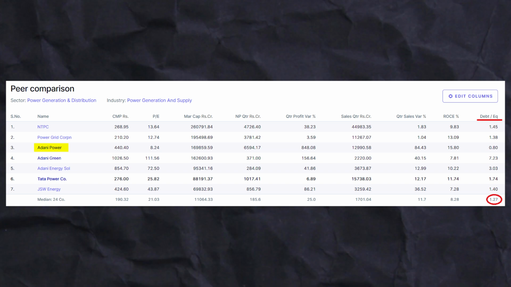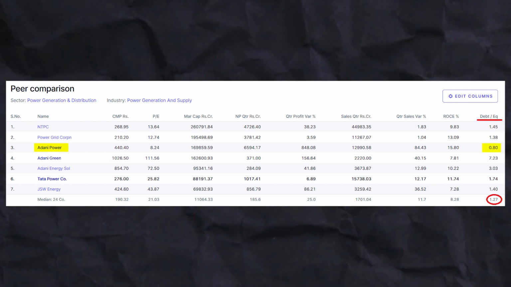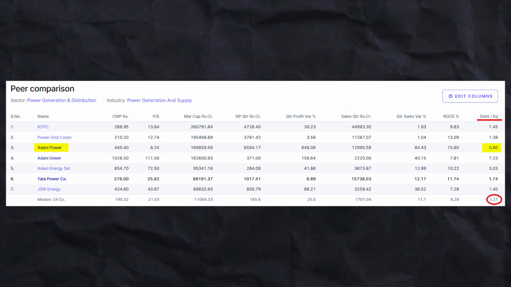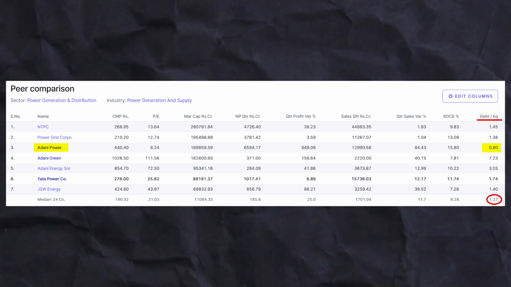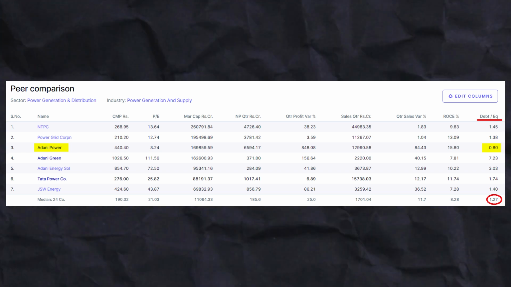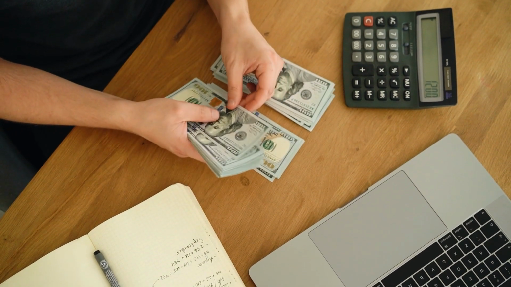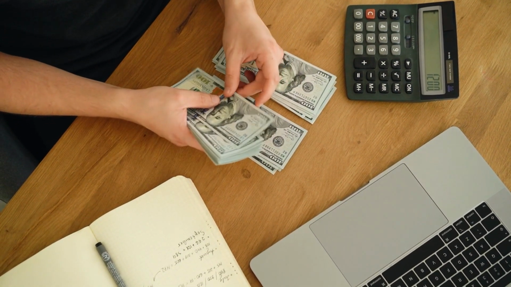Adani Power, on the other hand, has a debt to equity ratio of only 0.8, which is much lower than the industry average. But that does not guarantee that Adani Power is a less risky investment than Tata Power. It all depends on the cash flow generation and how easily they can pay off their debts.